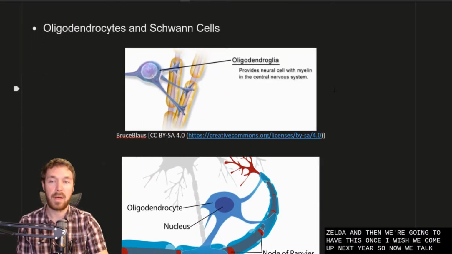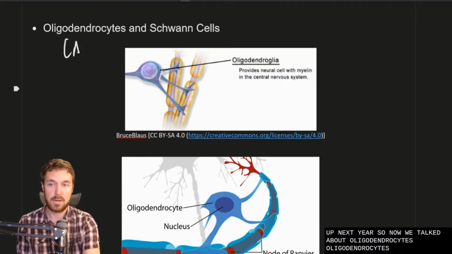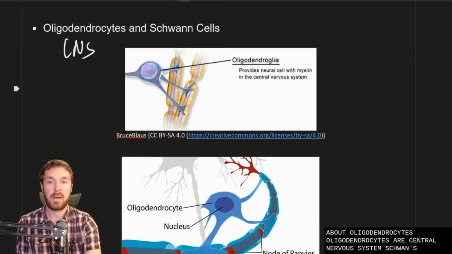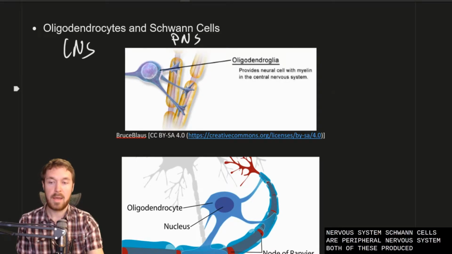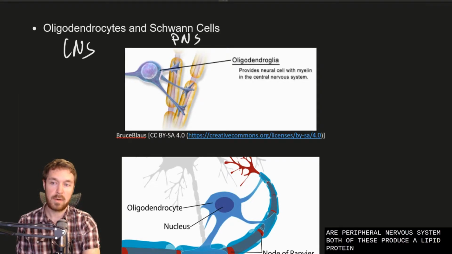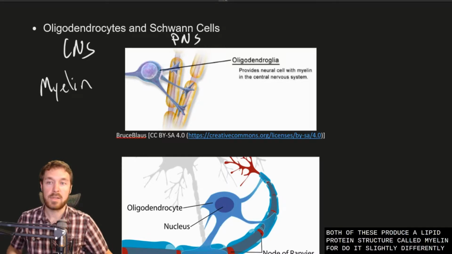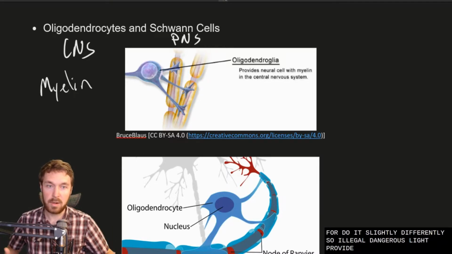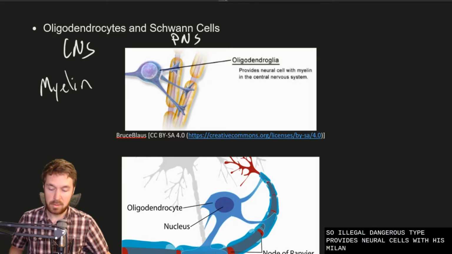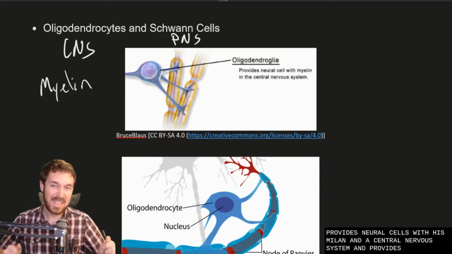Now we talk about oligodendrocytes. Oligodendrocytes are central nervous system. Schwann cells are peripheral nervous system. Both of these produce a lipid protein structure called myelin, forming something called the myelin sheath. Each of these does it slightly differently. An oligodendrocyte provides neural cells with this myelin in the central nervous system and provides insulation in a way.